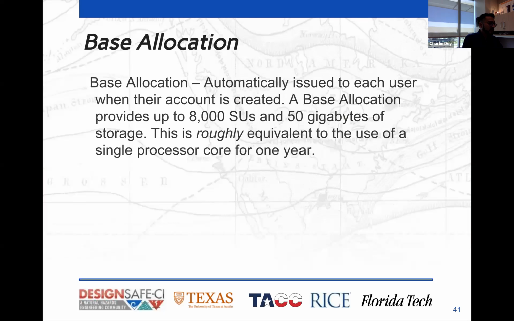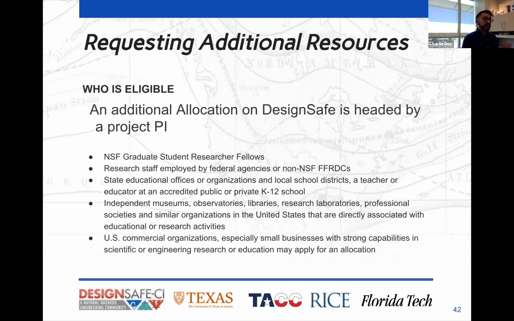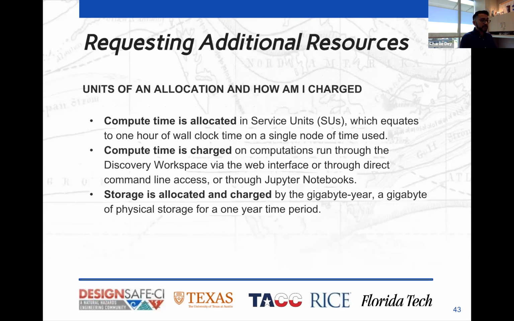There's a base allocation available, and that base allocation is automatically issued to each user. It's about 8,000 SUs and about 50 gigabytes of data, just roughly equivalent to a single processor core for a year, is what you're looking at. You can request additional resources if needed. Here are the eligibility requirements on who's eligible to be a PI and request additional resources. You can look through that if you like, and what you need to be associated with. And this is how compute time is allocated and charged, and how storage is allocated and charged.